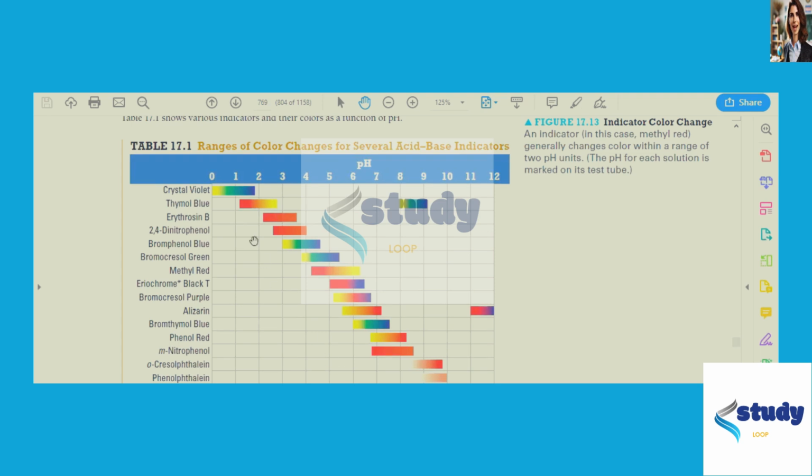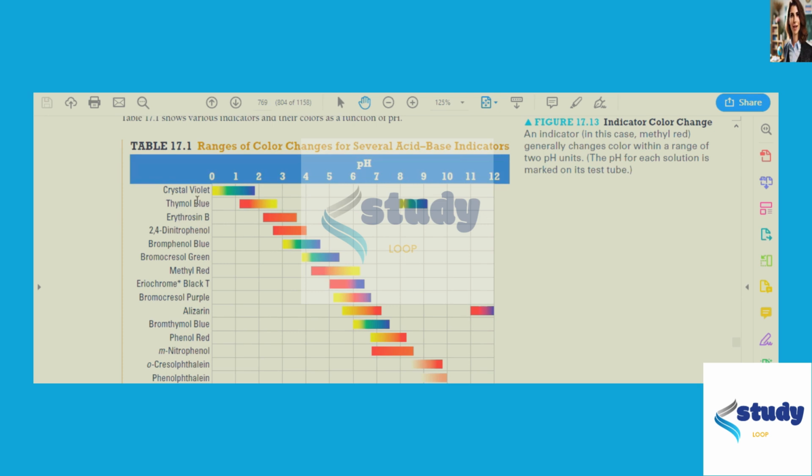So in this problem, we are asked to pick an indicator for use in the titration of three acids with a strong base. As we know, the indicator changes color at the endpoint of the titration, and if we choose the correct indicator, the endpoint will occur at the equivalence point. Based on whether the pH at the equivalence point is acidic, neutral, or basic, we will be able to use this table to choose the right indicator for that titration.